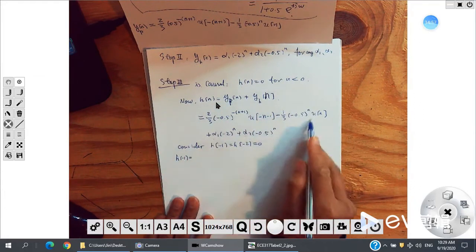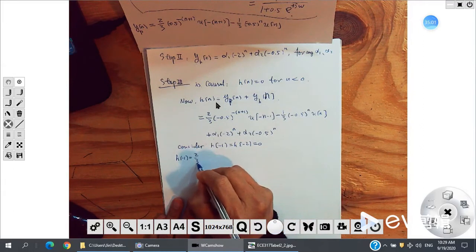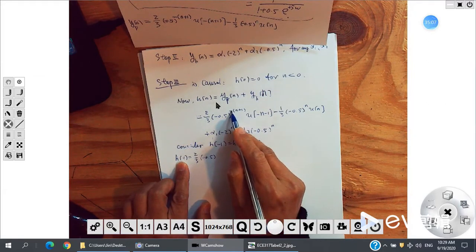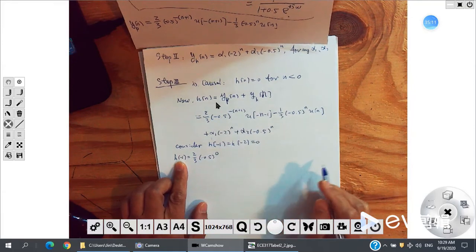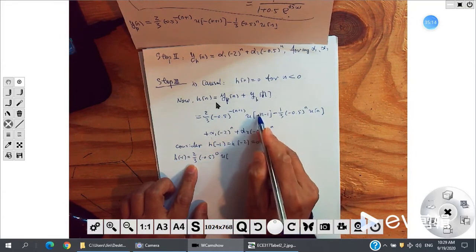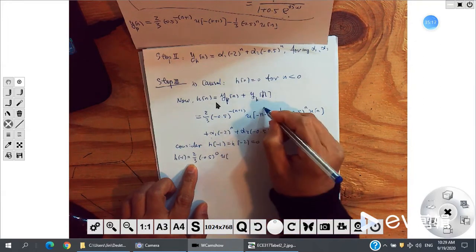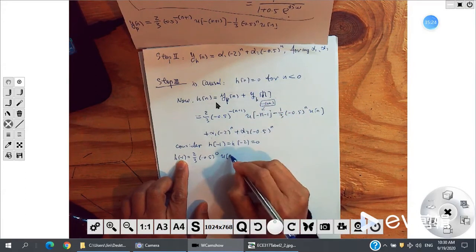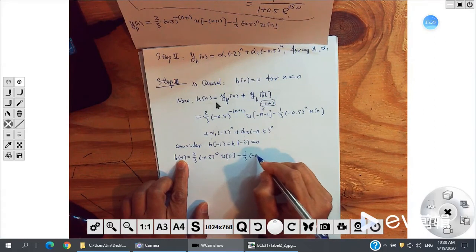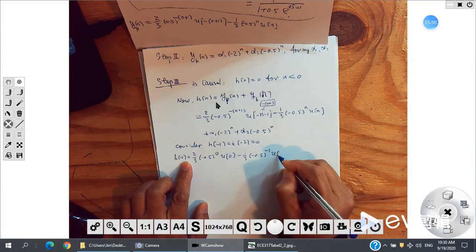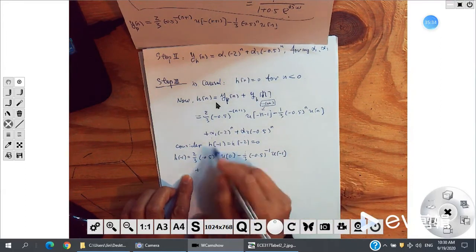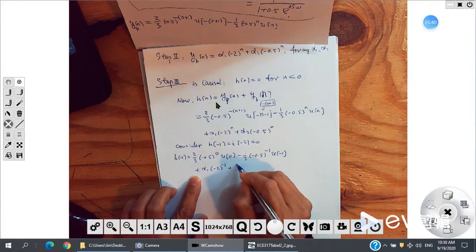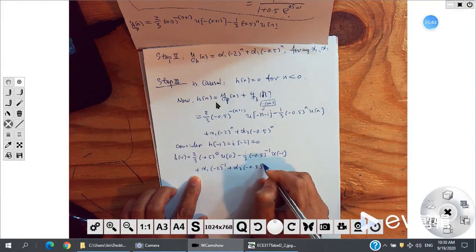I plug in all of this here. There will be 2/3 times negative 0.5 to the n, where n is negative 1. So negative of 0 is 0, right? And the u of this is also 0, right? Maybe this one is more convenient. n is negative 1, so this is 0. Negative 0 is 0. Minus 1/3 times negative 0.5 to the n, n is negative 1, u of negative 1, and plus alpha 1 times negative 2 to the negative 1, and alpha 2 times negative 0.5 to the negative 1, and one of these is 0.